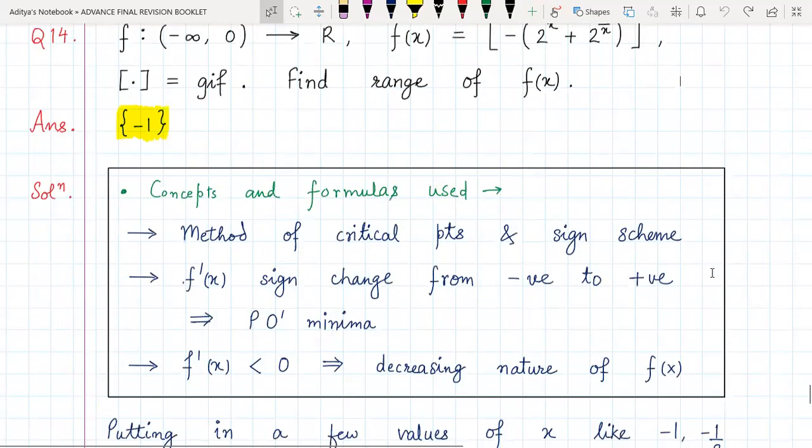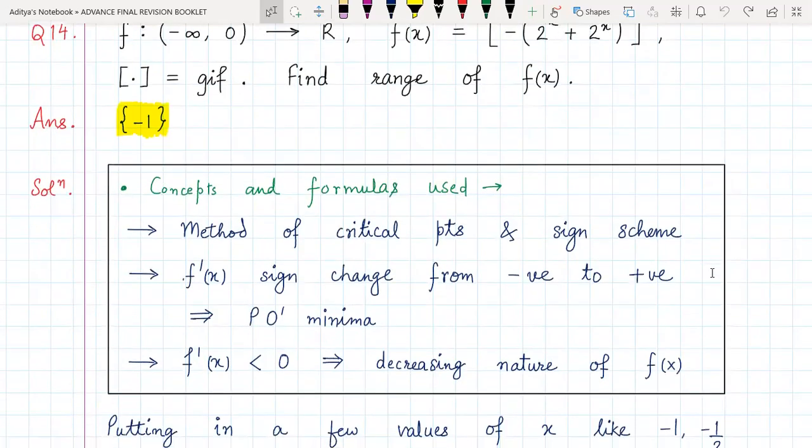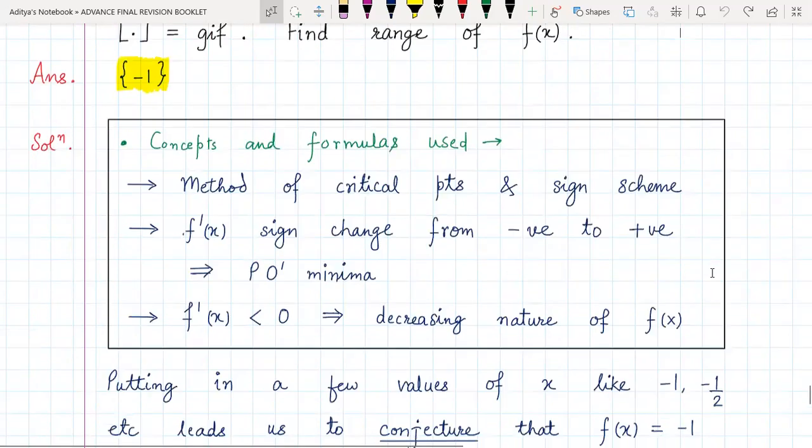The concepts and formulas used are pretty standard. We should know the method of critical points and the sign scheme. We should know that if the derivative changes sign from negative to positive, it represents a point of minima, and that derivative less than 0 indicates the decreasing nature of the function f(x). Now let's see how to actually solve the question.